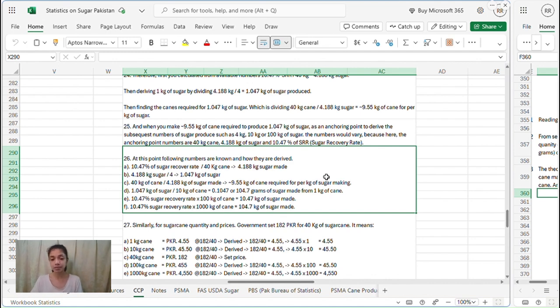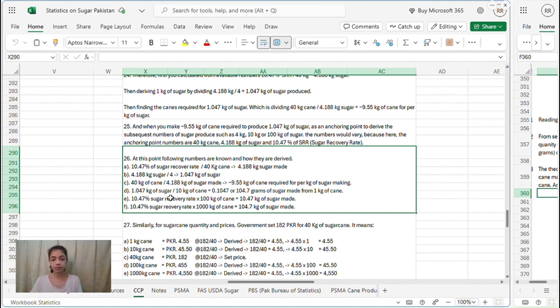Just repeating again. In point number 26, it's written at this point following numbers are known and how they are derived. So first we had sugar recovery rate, we divided it 40 kg of cane and we got 4 kg of sugar with additional grams. Then we divided 4 kg of sugar with 4, we got 1 kg of sugar. Then we had 40 kg of cane, we divided that 40 kg of cane with 4 kg of sugar and we got 9.55 kg of cane, which was required to make 1 kg of sugar. We got the number how many canes will be required to make 1 kg of sugar.